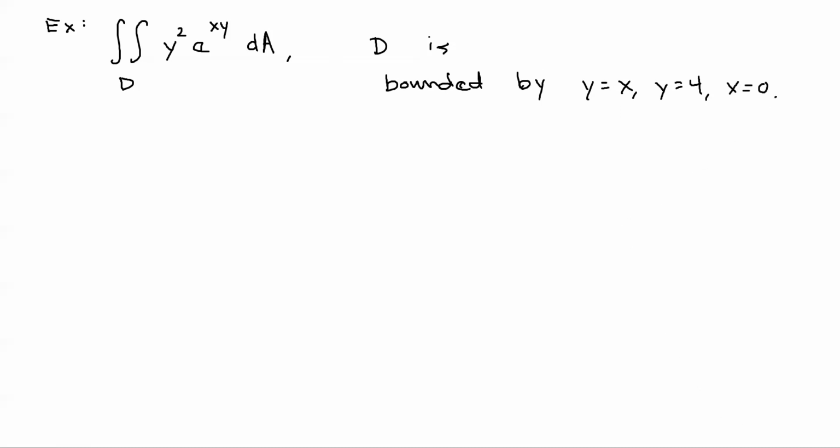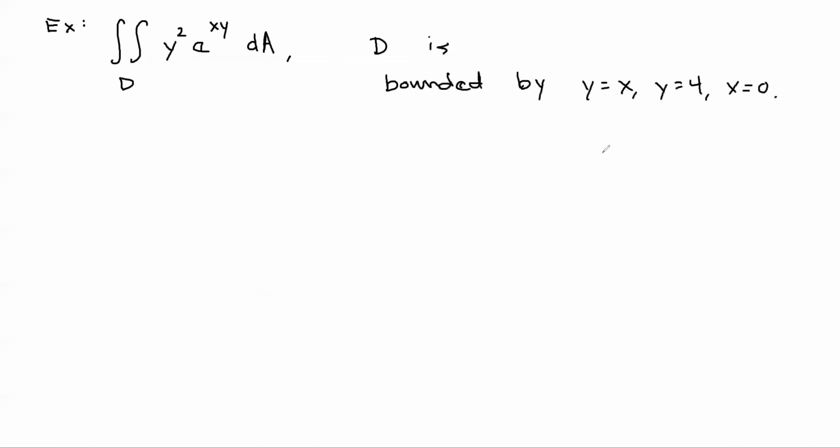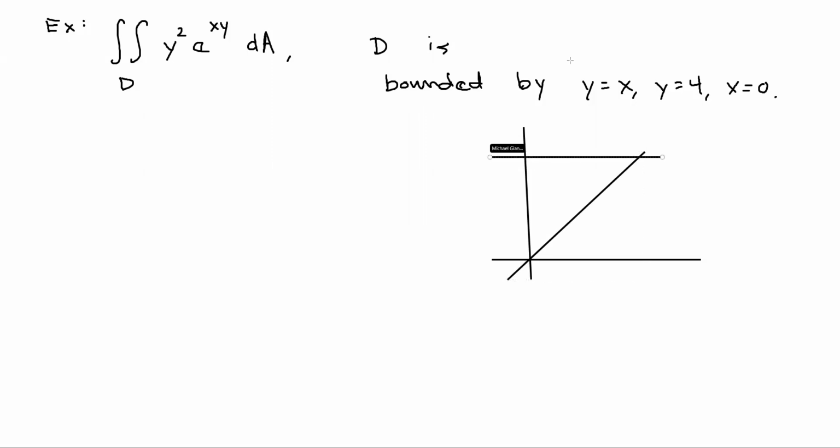So what do we do first? Step 1, draw the base. We need to know what the base looks like in order to figure out whether it's type 1 or type 2. So we can go through and draw the base. What do we have? It's bounded by y equals x. And then y equals 4. So y equals 4 is a horizontal line here at 4.